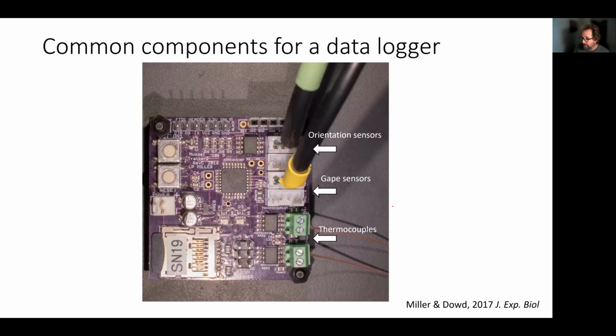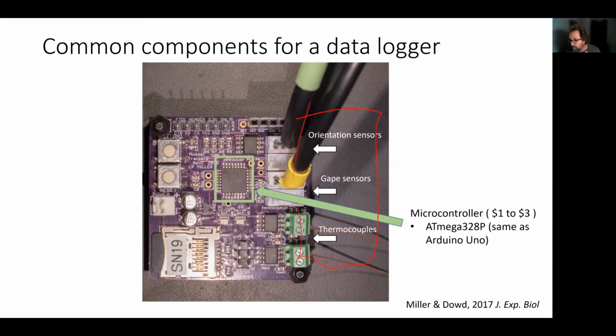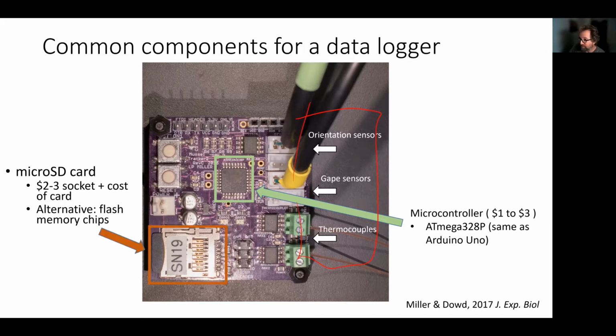Now, these data loggers tend to share a common set of components. I'll just sort of point out some of them here. So this is a data logger used to measure the temperature, the orientation, and the valve gaping of various muscles. And so we've got various sensors over here on the right-hand side of the board. In the middle is one of those microcontrollers. This one is the same as what you find in an Arduino Uno, which I'll talk about more in a few slides. Costs $1 to $3 depending on how many you want and whether you can get them easily given global supply shortages. There's usually some sort of memory on board, in this case a micro SD card holder.